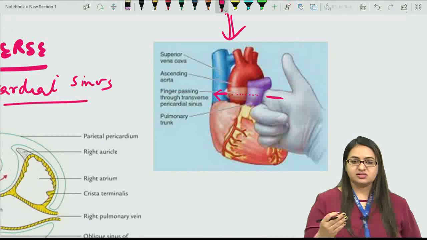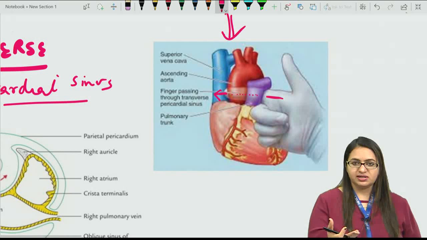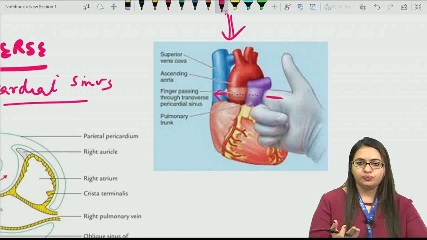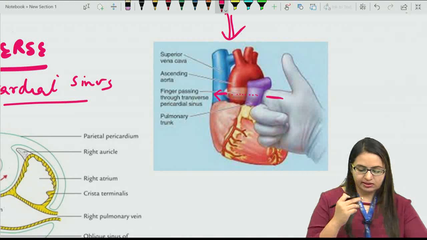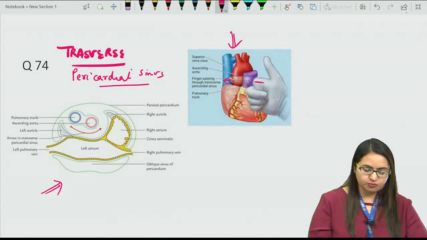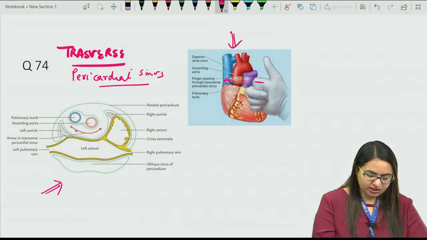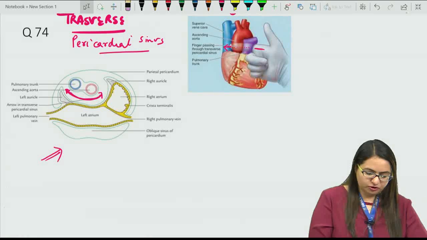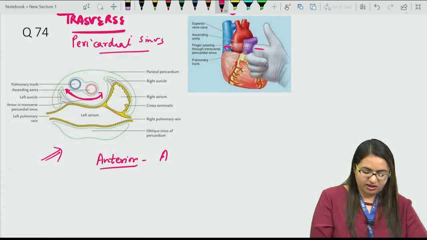So this transverse pericardial sinus is a space between the arterial end, present towards the anterior side, including the ascending aorta and the pulmonary trunk, and posteriorly we have the venous end, which includes the superior vena cava. This picture shows the superior view of the transverse pericardial sinus. The transverse pericardial sinus is present over here. This is the arrow, and on either side the transverse pericardial sinus communicates with the pericardial cavity.